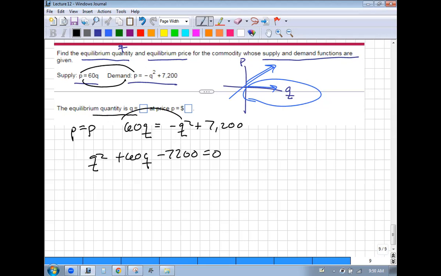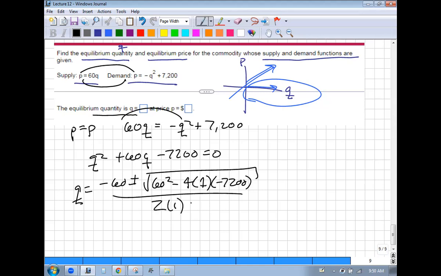And then either you could try to factor this, or you could just use the quadratic formula, right? Quadratic formula says negative b plus or minus the square root of b squared minus 4ac all over 2a. And the minus here is going to give you a negative quantity, so you're going to end up using the positive there. So just plug that in. Once you know what your Q is, this is some equilibrium quantity.